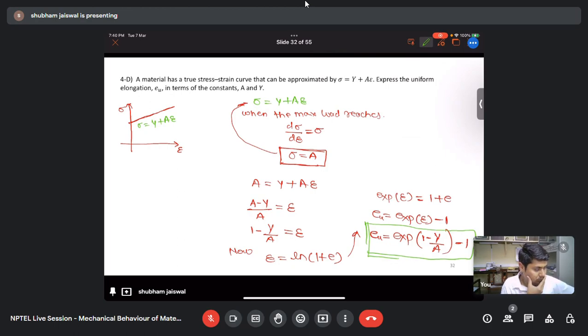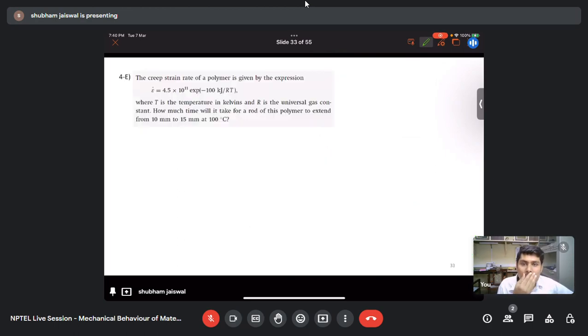Okay. Now here comes the next question. The creep strain rate of a polymer is given by the expression epsilon dot equal to 4.5 into 10 to the power 11 exponential of minus 100 kilojoule per mole divided by RT, where T is the temperature in kelvins and R is the universal gas constant. How much time will it take for a rod of this polymer to extend from 10 mm to 15 mm at 1100 degrees Celsius?